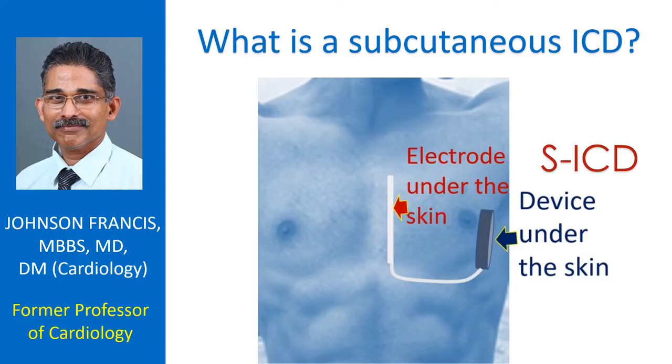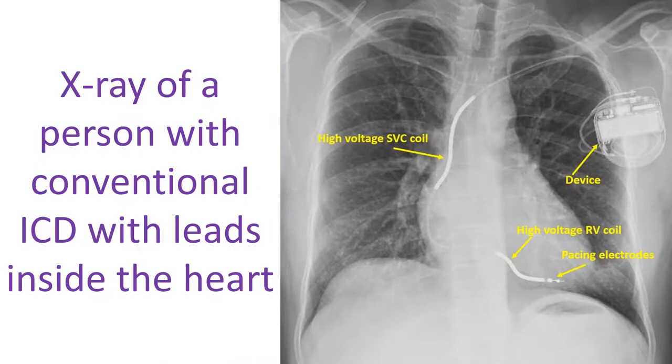In usual ICD, the device is implanted under the skin and the leads are introduced into the heart through the blood vessels. In purely subcutaneous ICD, both the lead and the device are implanted under the skin. Subcutaneous means under the skin. For the usual ICD, its lead is sometimes called its Achilles heel because more problems like infections, lead displacement and lead fracture occur with the lead than with the device as such.